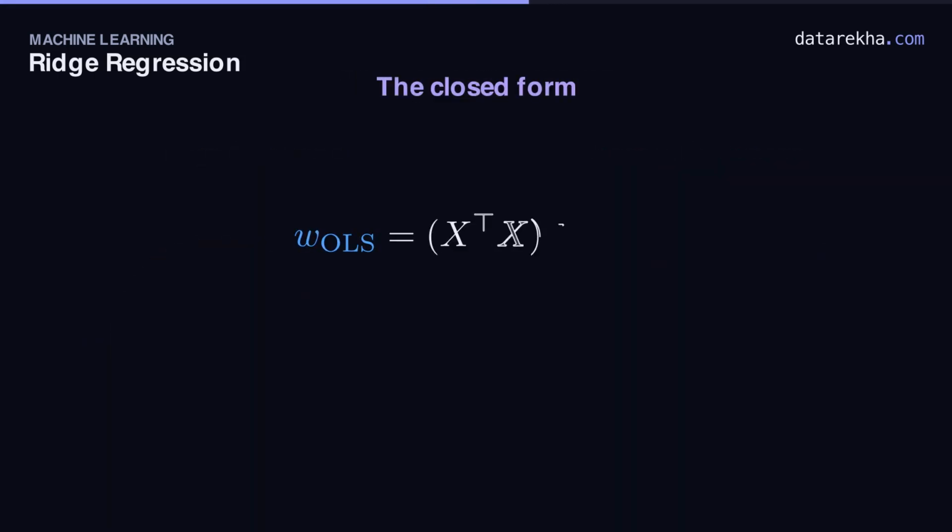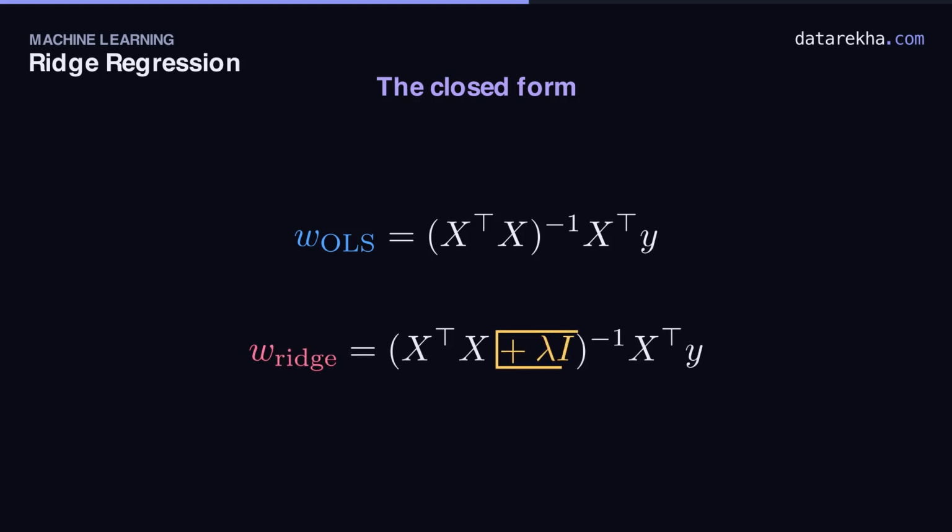The best part: like least squares, ridge has an exact formula. No searching required. Recall the least squares solution. W equals X transpose X, inverted, times X transpose y. Ridge makes one tiny change. Inside the inverse, we add lambda times the identity matrix. That single extra term, plus lambda I, is the entire difference between least squares and ridge.